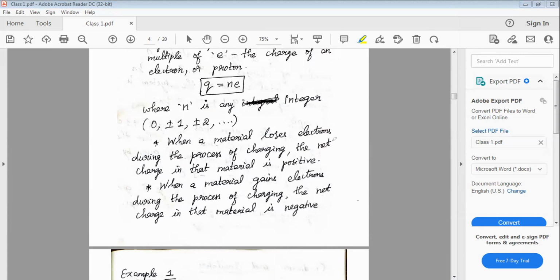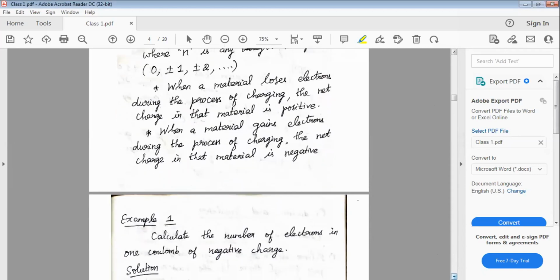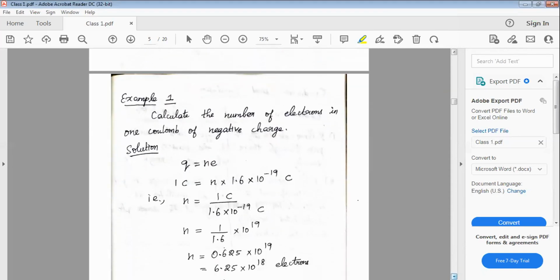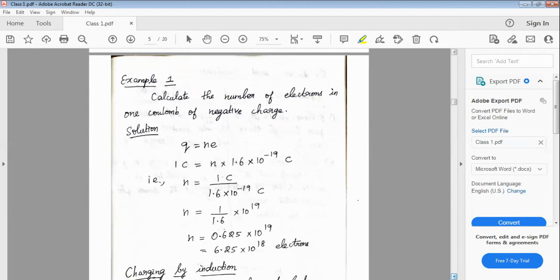So in a nutshell, the electric charge value is not an arbitrary one. It is actually in the form of an integral multiple of this basic unit, small e. The small e value is 1.6 times 10 power minus 19 coulomb. For the electron it takes a negative sign, and for the proton it is plus 1.6 times 10 power minus 19 coulomb. These are the basic properties of electric charges. For the quantization of electric charges, I would like to give you an example.